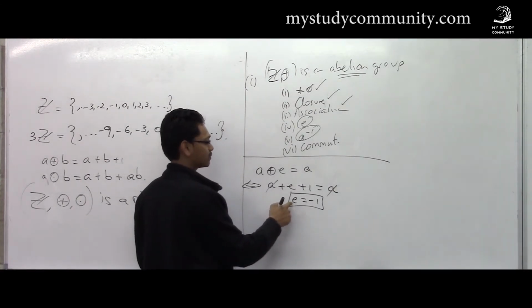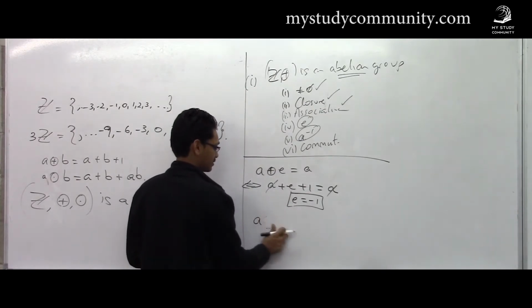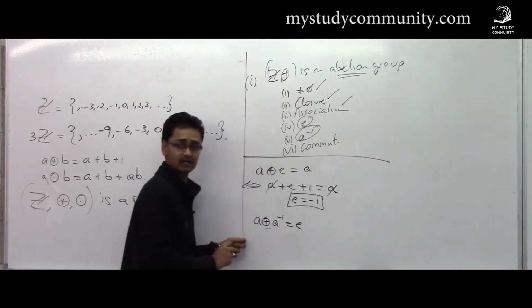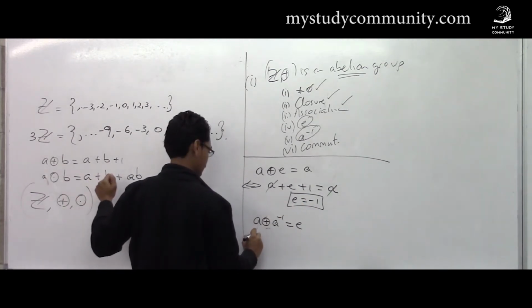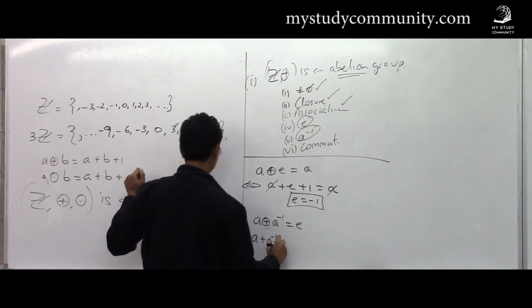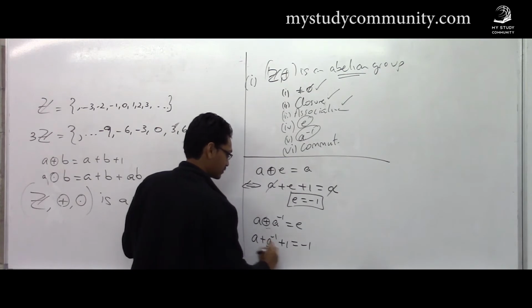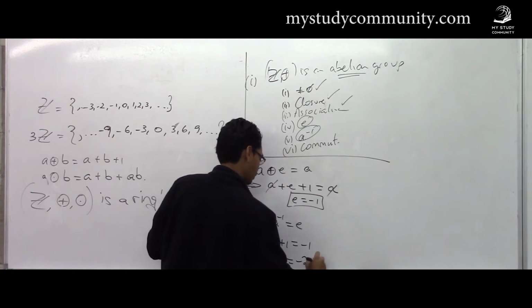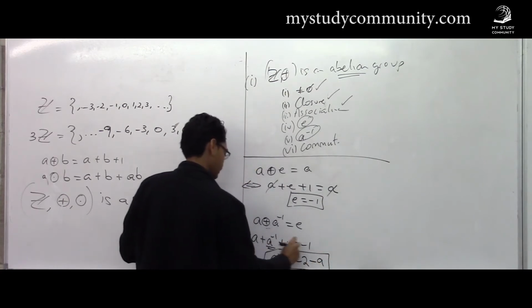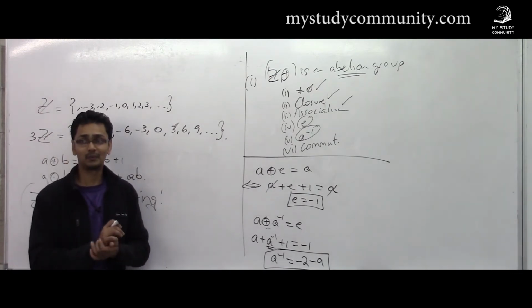So what are inverses, right? So for inverses now, A circle plus A inverse equals E, but E is -1. So you get A plus A inverse plus 1 equals -1. So A inverse is -2 minus A. Everybody's okay?